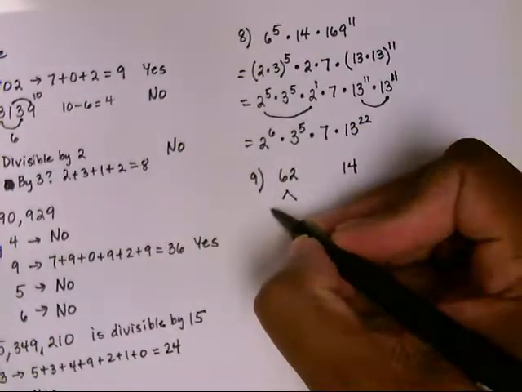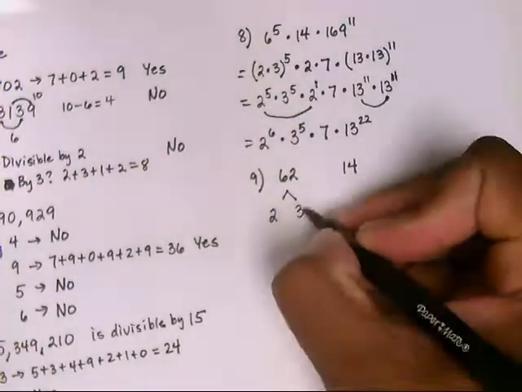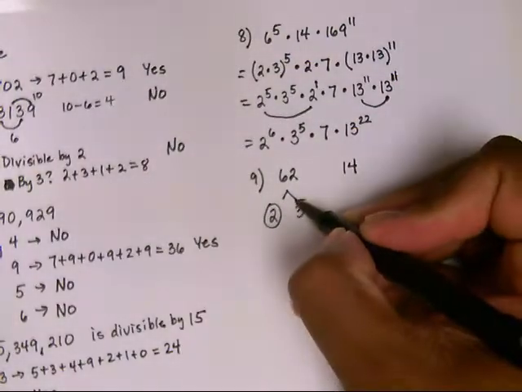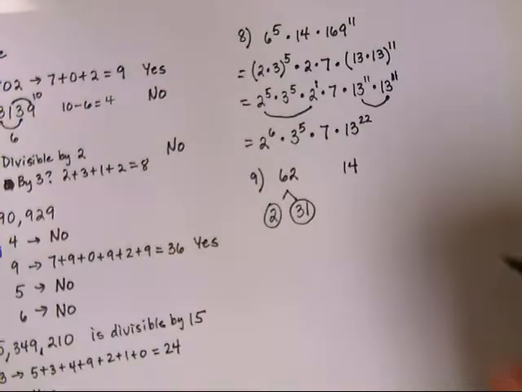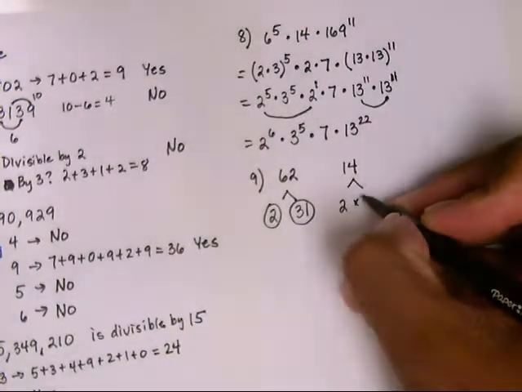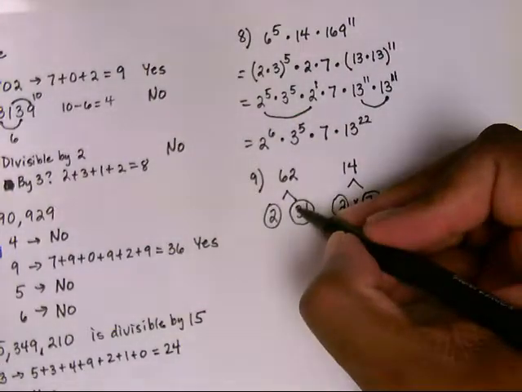I know 62 is divisible by 2, and I can divide 2 into 62. That's going to go 31 times. The 2 is a prime number, and also 31 is a prime number. So 62 breaks up into 2 times 31. 14 can be broken up into 2 times 7. 2 is prime, and 7 is prime.